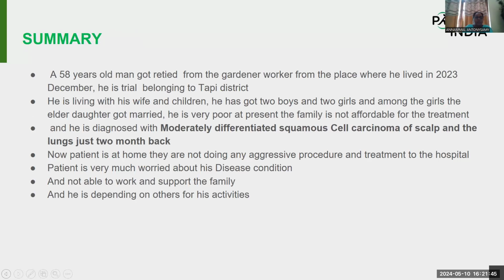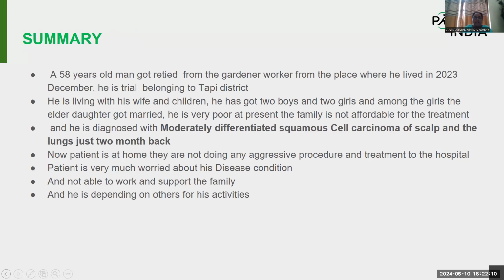A 50 years old man got retired from gardener work from the place where he lived in December 2023. He is a tribal belonging to Tapi district. He is living with his wife and children. He has got 2 boys and 2 girls. Among the girls, the elder daughter got married. He is very poor at present.